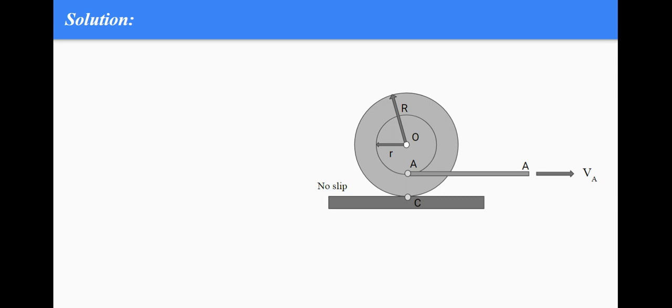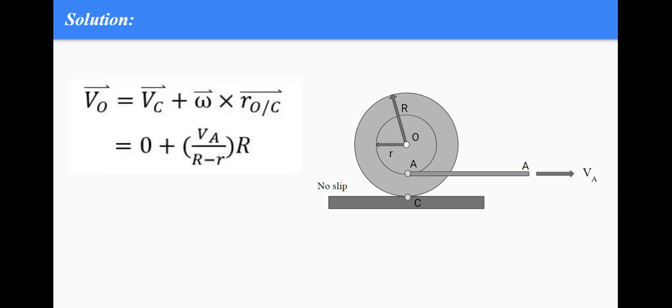After finding angular velocity, we can use that value to solve for the velocity of point O. We know that the velocity of point O is equal to the velocity of point C plus the angular velocity cross product the position vector of O with respect to C. Plugging in our known variables, we know that the velocity of C is equal to 0. We also know that the angular velocity is equal to VA over big R minus little r. And we can see that the position vector of O with respect to C is equal to positive big R.